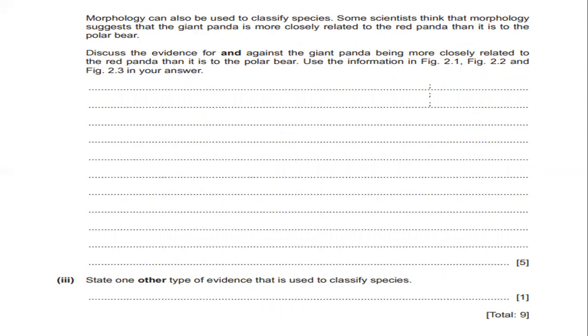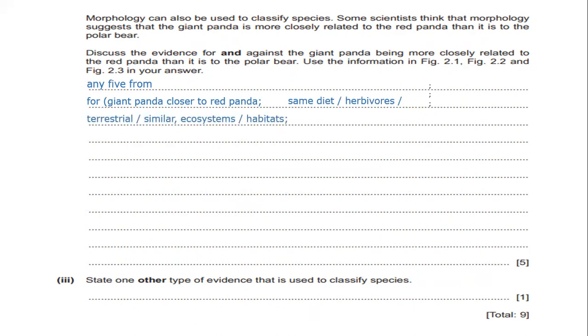Discuss the evidence for and against the giant panda being more closely related to the red panda than it is to the polar bear. Use the information in figure 2.1 and figure 2.2 and figure 2.3 in your answer. Basically, this is what you can answer about the close relationship between the animals. So if you answer any 5 from these facts given, you will be accepted.